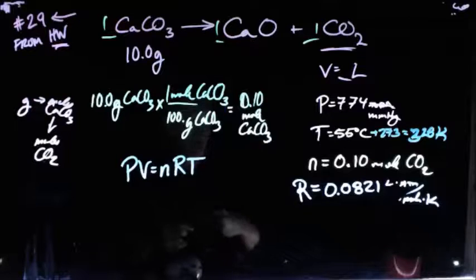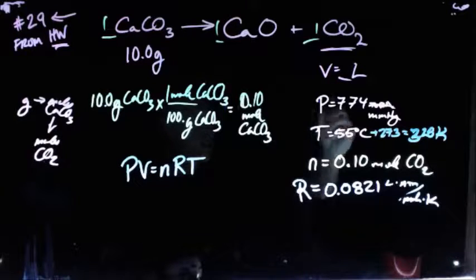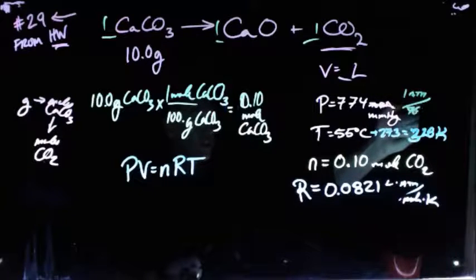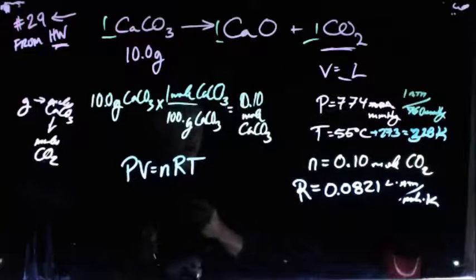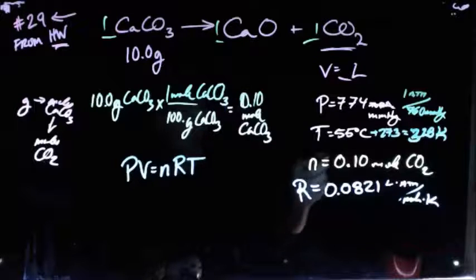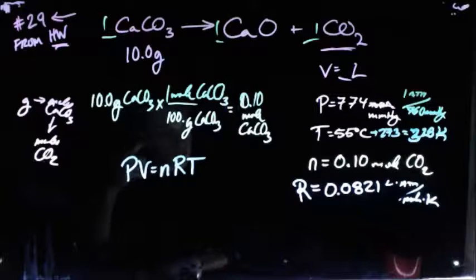And we're going to go pressure to atmospheres. So there is 1 atm for every 760 millimeters of mercury. And so 774 divided by 760 is going to get you a little over 1, right? So we'll calculate that up. And then everything can go into PV equals nRT. And when we solve for V, it will come out as liters of our carbon dioxide.